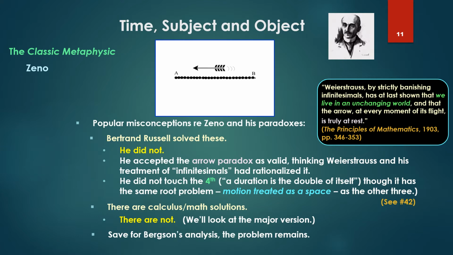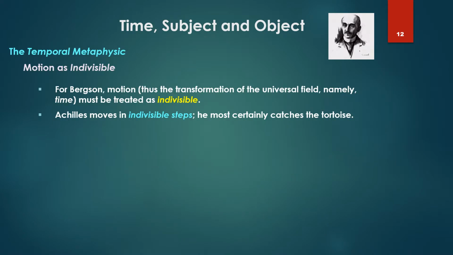Save for Bergson's analysis, we're about to look at the problem that remains. For Bergson, motion, thus the transformation of the universal field, namely time, must be treated as indivisible. Achilles moves in indivisible steps. He most certainly catches the tortoise.